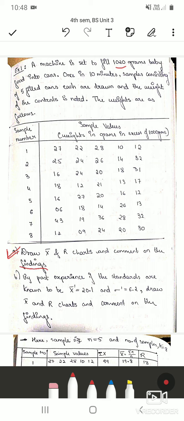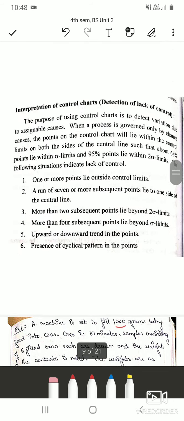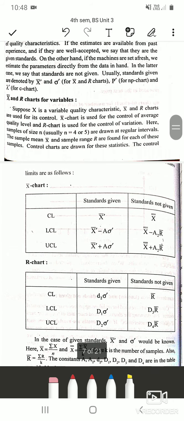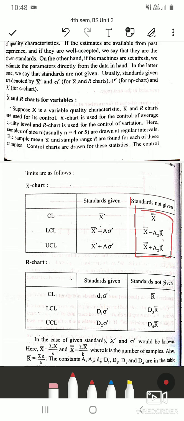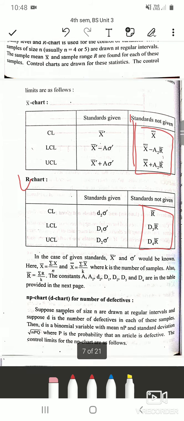Now we have to solve X bar chart and R chart when standards are not given. So go back to X bar chart. This is what we're going to use for the R chart, and this is for X bar. The central line is X double bar, lower control limit is X double bar minus A2 into R bar, and upper control limit is X double bar plus A2 R bar. So this is for the X bar chart.